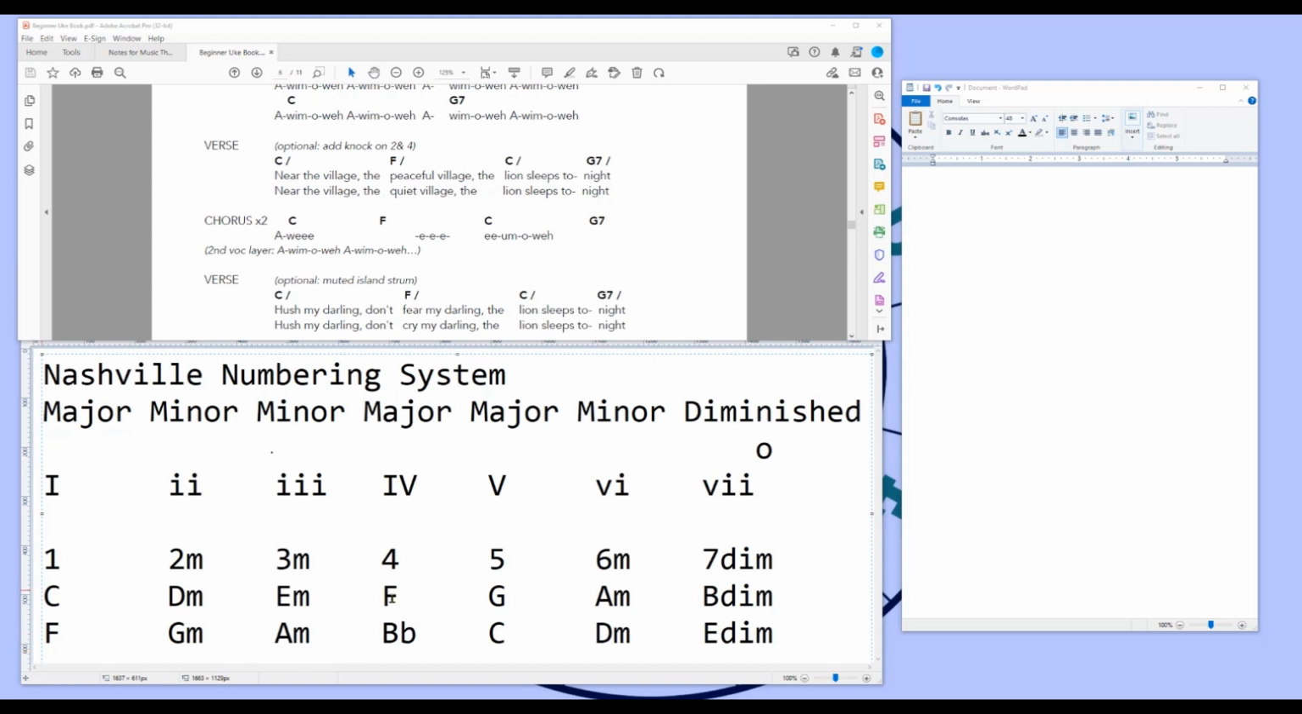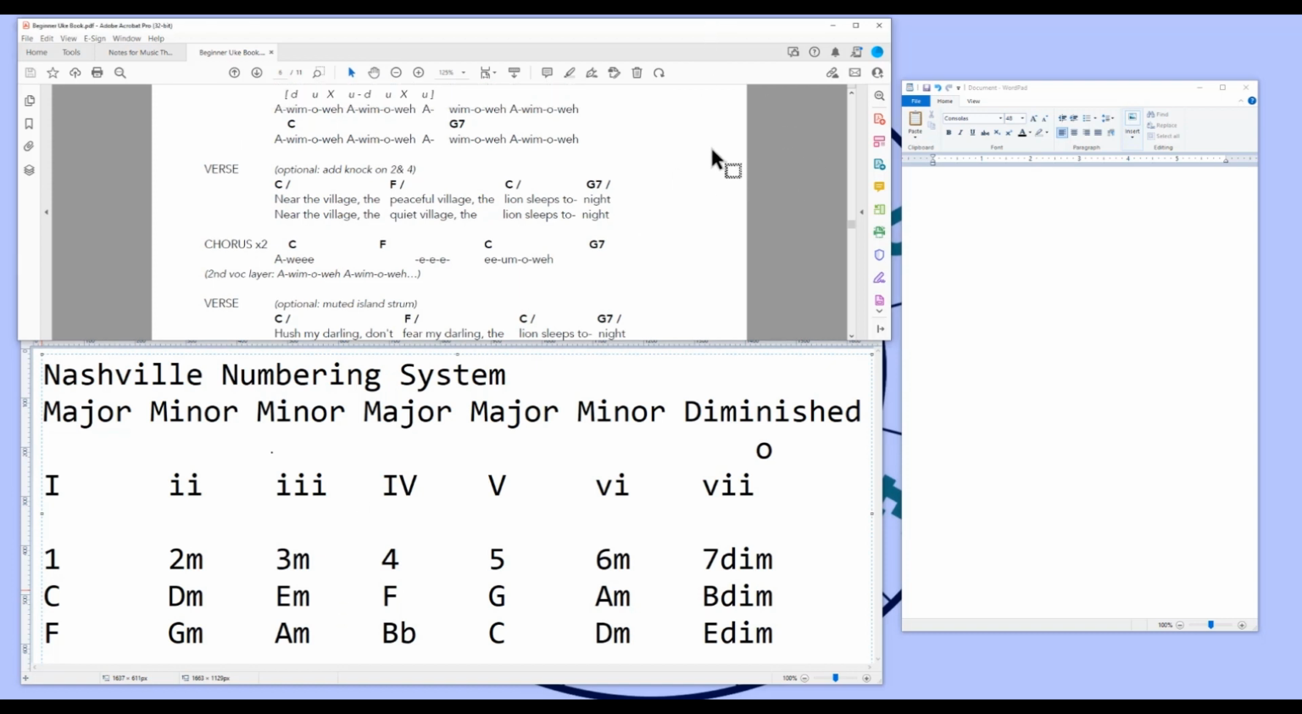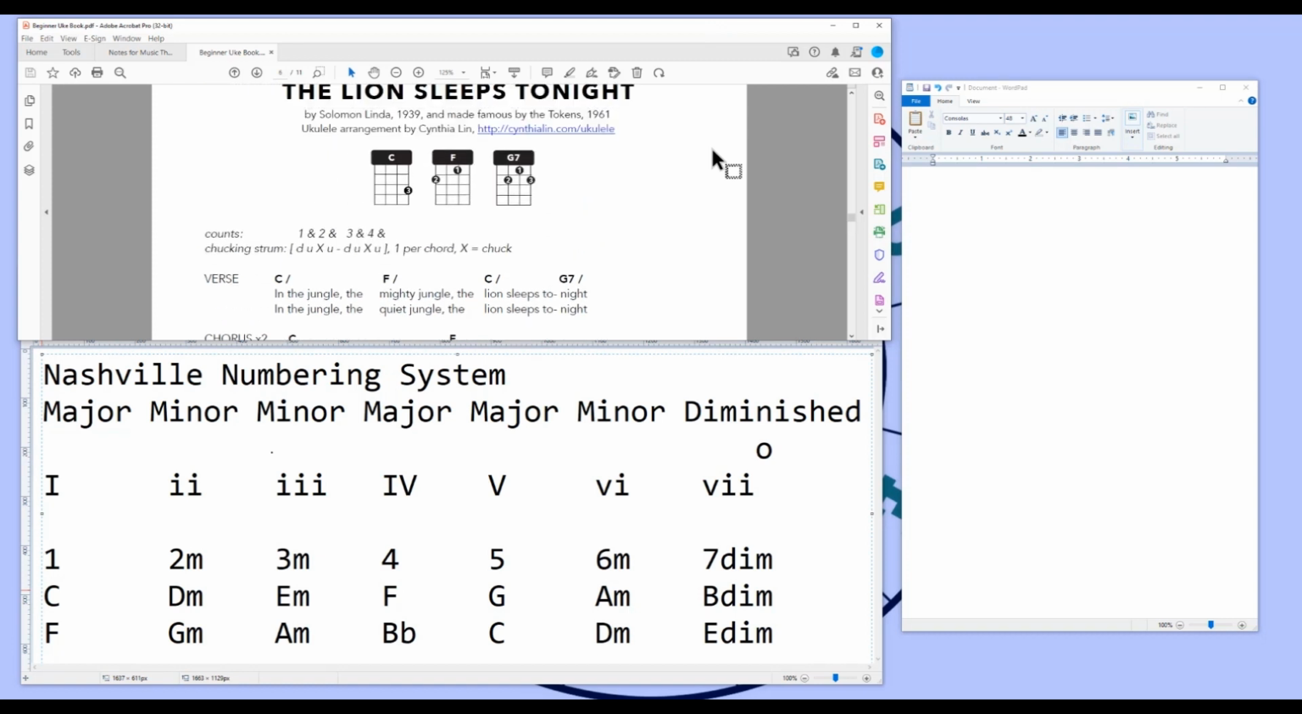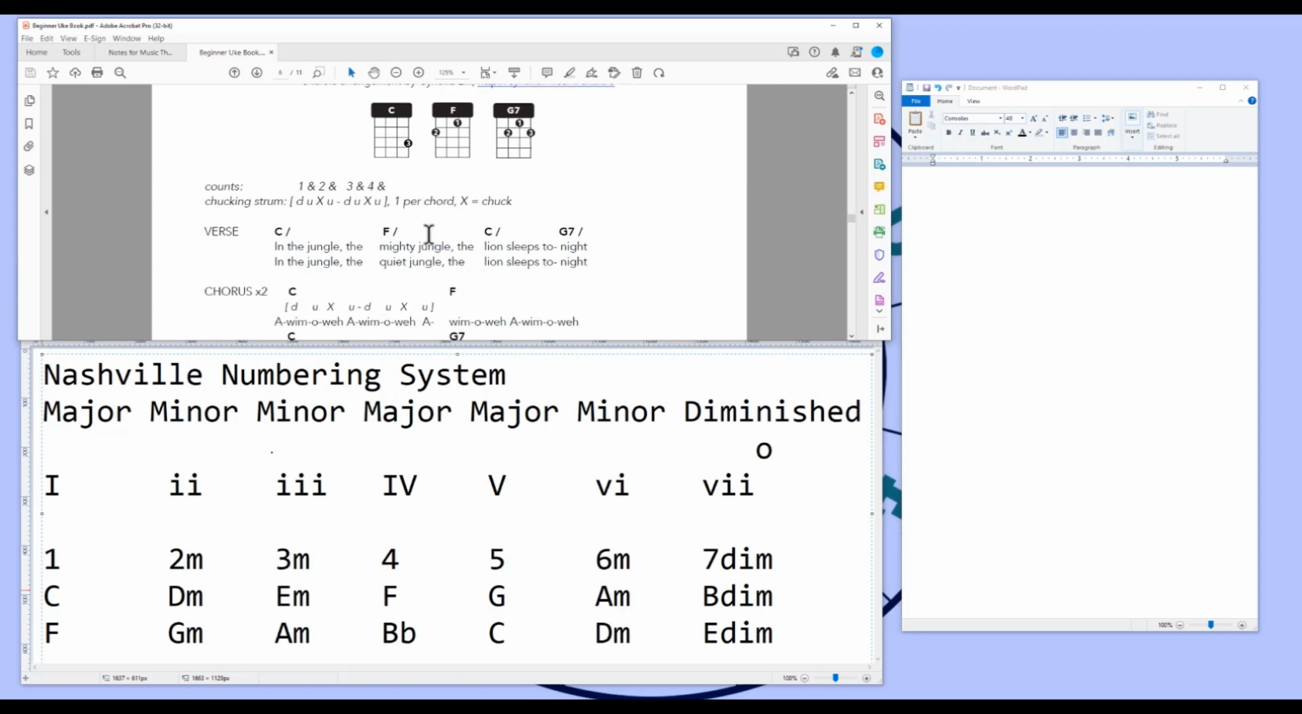And I want to show a practical example of why we're doing this Nashville numbering system. So let's go look at here. I'm going to give you a very familiar song. This is the one you started out with, right? The Lion Sleeps Tonight, and we kept saying it's a very repeated chord progression. The chord progression was C, F, C, G7. Oh, we got a 7. We've never talked about 7s, right?